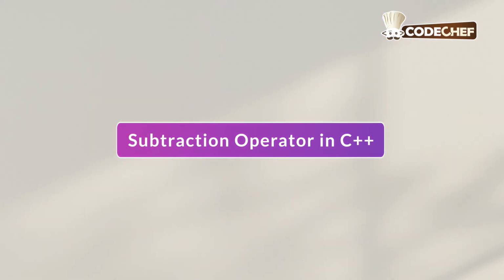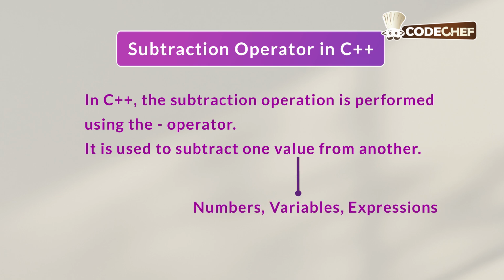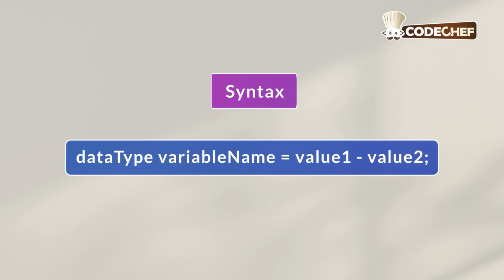The next topic is subtraction operator in C++. So in C++, the subtraction operation is performed using the minus operator. It is used to subtract one value from another, whether those values are numbers, variables, or expressions. Coming to the syntax, it is data type, then variable name is equal to value 1 minus value 2 and semicolon. So value 1 and value 2 are other two variables in which we have stored some value, and whatever will be the result after subtracting value 2 from value 1 will be stored in variable name.